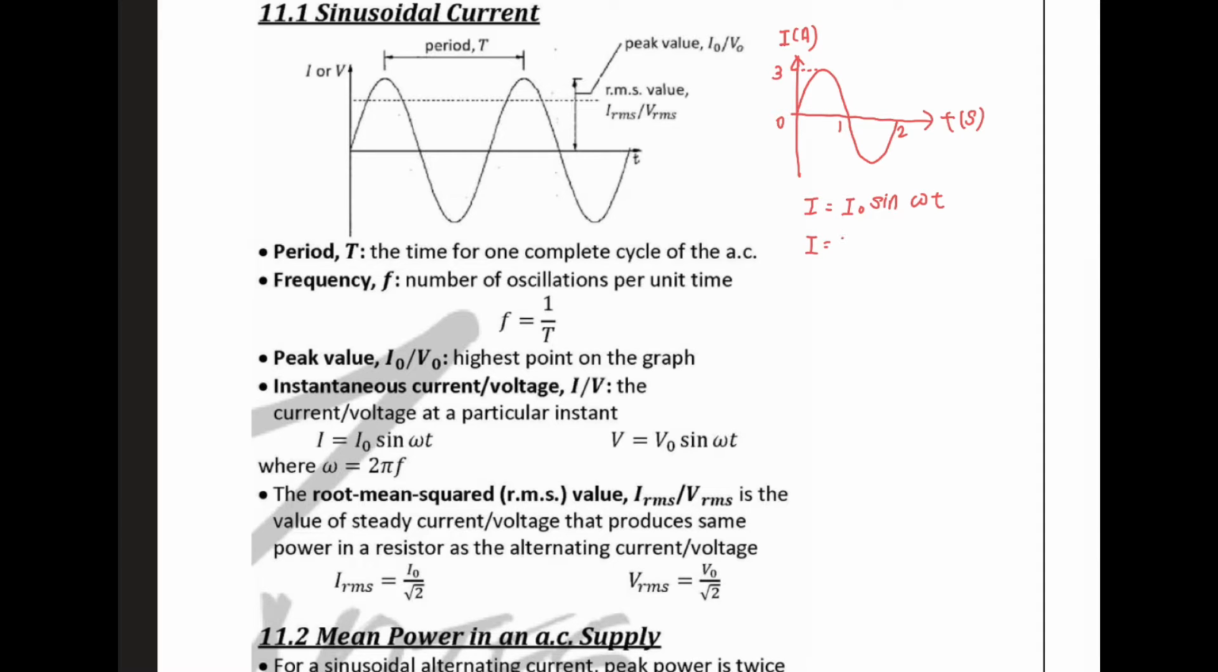The I naught is 3. The omega is 2 pi f. F is frequency, and frequency is 1 over period. We know that the period is from here all the way to here, so the period is 2 seconds. So 2 pi times 1 over 2. Then we will get the equation 3 sine pi t.